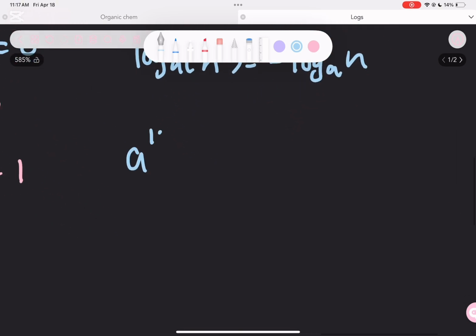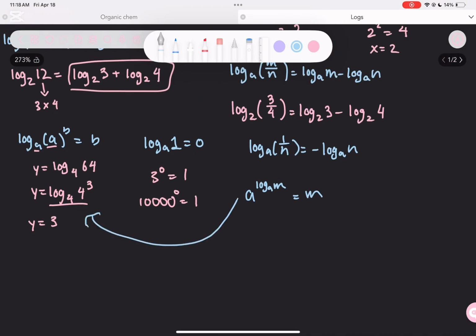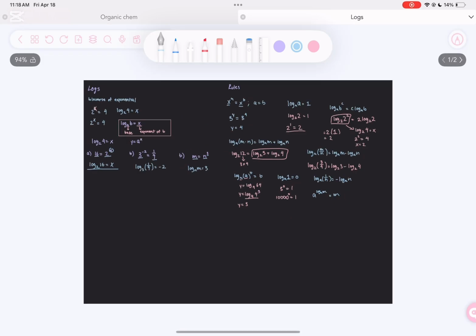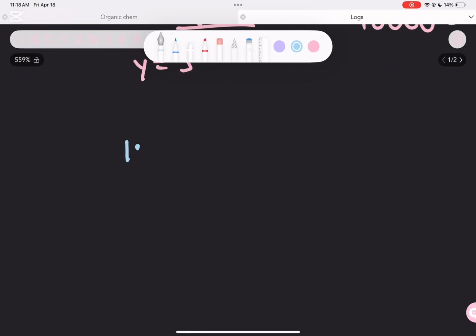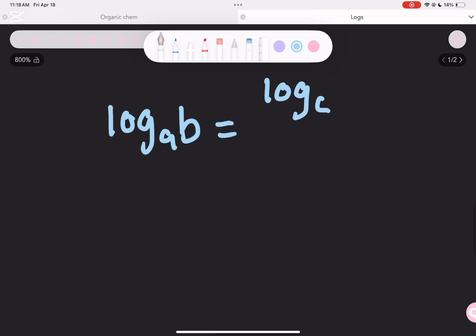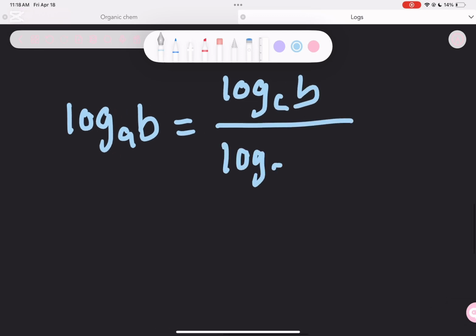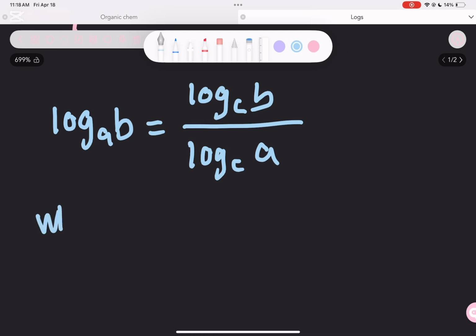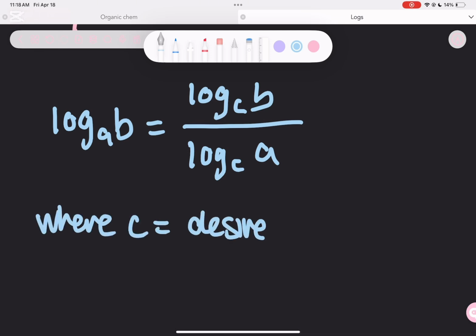Also, if you have a to the power of log a m, it's just equal to m for similar reasons as this one. And then, there's also this thing called the change of base rule, where log a b, if you want to change your base to something a little more convenient, you can do this. So it becomes log c b over log c a, where c is your desired base.